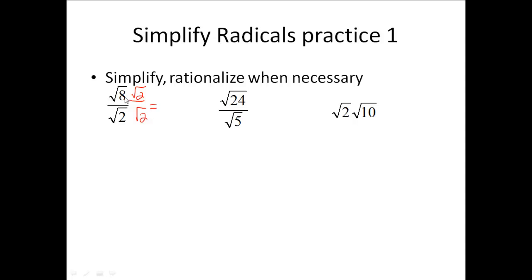When I do that, I get on the top the square root of 16 over the square root of 4. And now this one's a really nice one because the square root of 16 is 4. The square root of 4 is 2. 4 divided by 2 is 2. So this one actually just turns out to be the regular number 2.